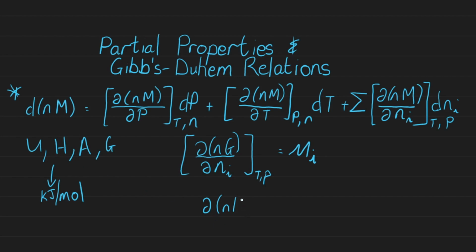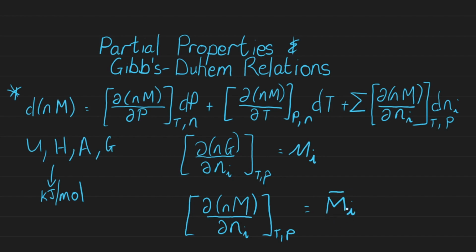So what we've said is that a partial property, how we're defining it, is whatever this generic property M is, we're going to take the derivative of that with respect to a changing number of moles of a certain component or chemical species at a constant temperature and pressure, and we call that a partial property. We write a partial property as the property, which in this case is M, with a bar on top, and we say that it is with reference to a particular species.